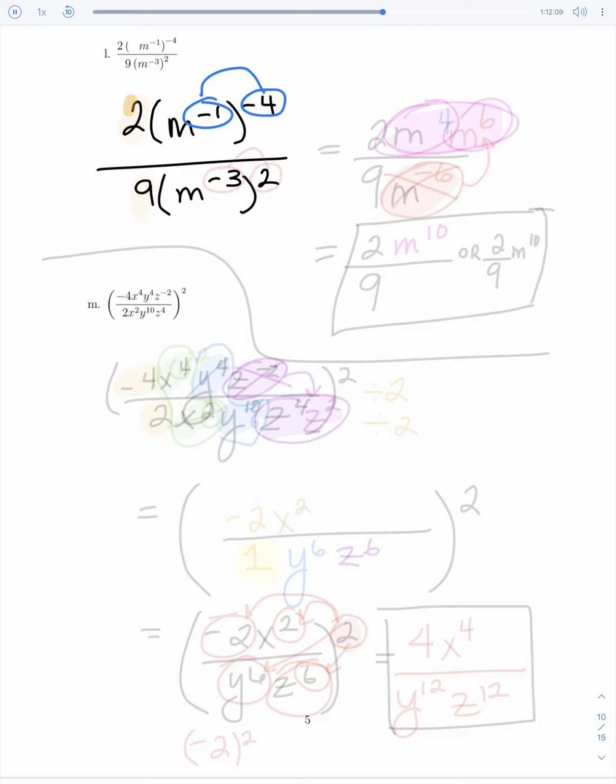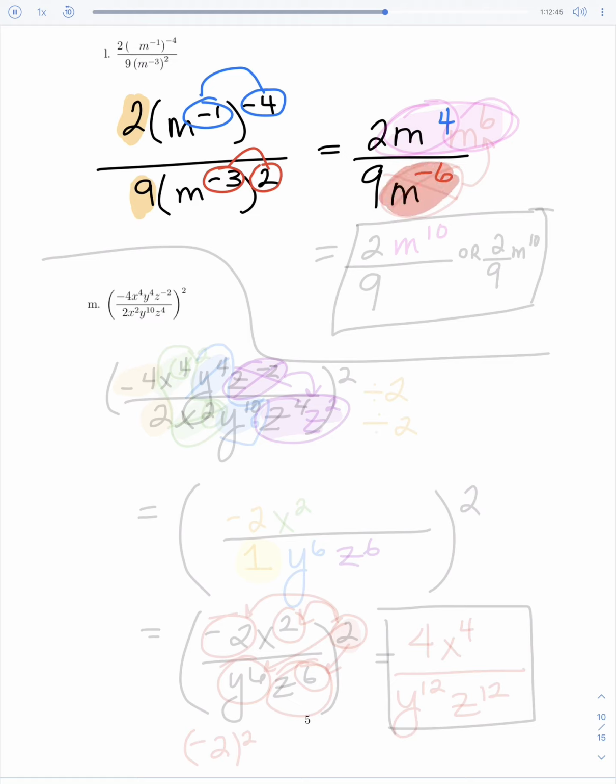It's not going to get touched at all. Same thing with the 9. So those will just remain the same. They're out in front. They're not affected by the exponents. But the m will become, well, negative 1 times negative 4 is just a positive 4. And on the bottom, we've got a negative 3 times a 2, which will get us negative 6. Now, the only thing that needs to be really tampered with is our negative exponent on the bottom.